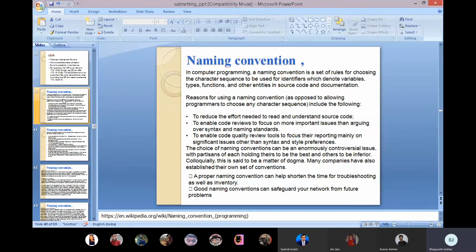The choice of naming convention can be an enormously controversial issue, with the partisans of each holding theirs to be the best and others to be inferior. Collectively, this is said to be a matter of dogma. Many companies have also established their own set of conventions. A proper naming convention shortens the time for troubleshooting as well as inventory. A good naming convention can safeguard your network from future problems.